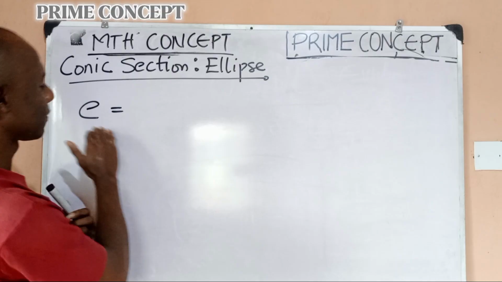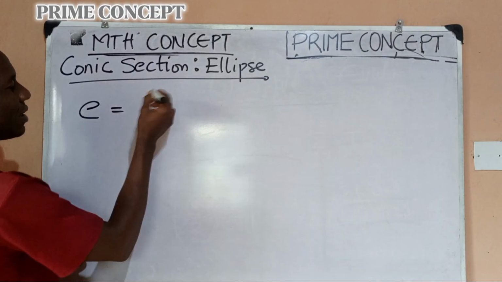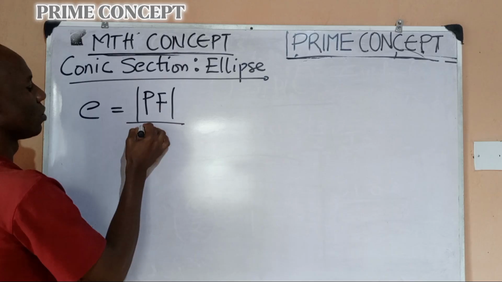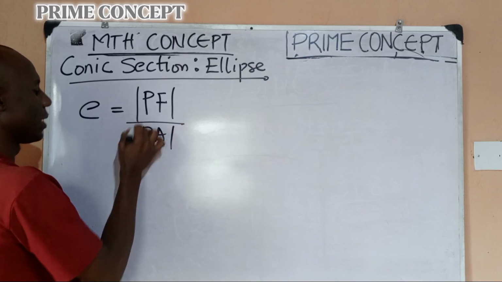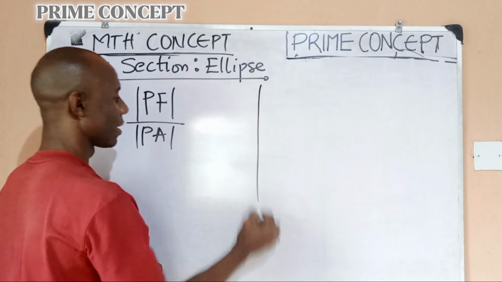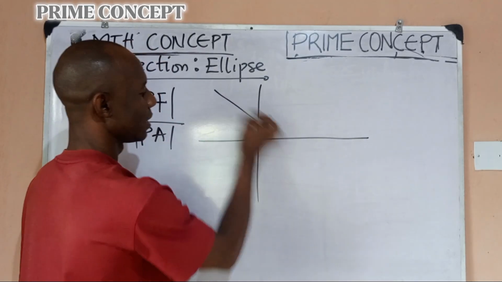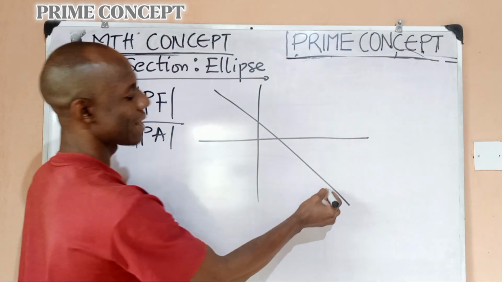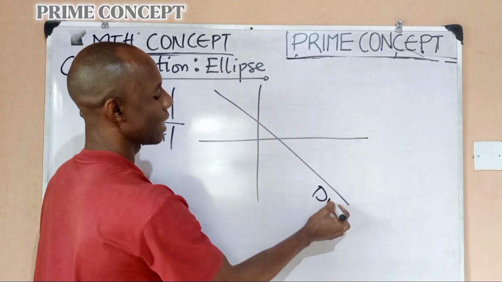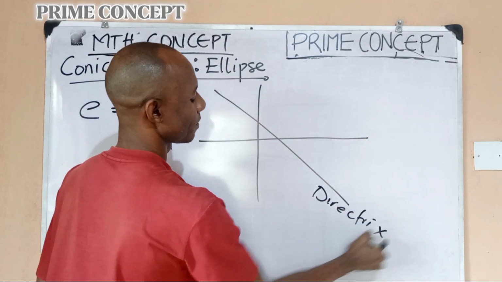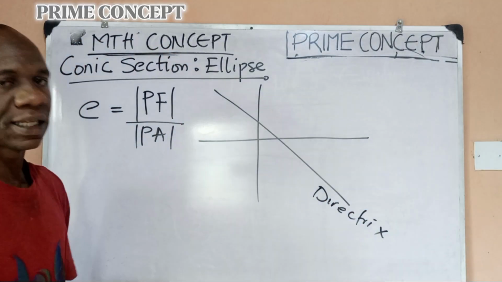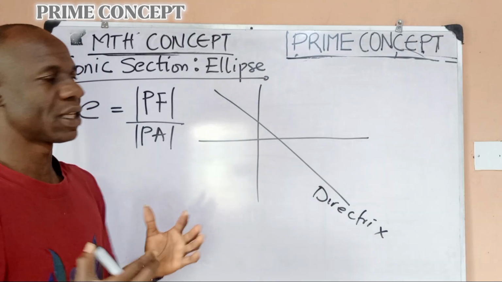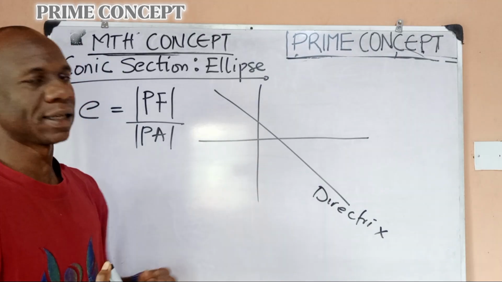So it means that eccentricity is the ratio of PF to PA. That's to say, if I have a diagram like this, and then this is a line from a conic, this line is known as the directrix. That's what this line is. We defined that in our previous video. We gave explanation to different terms that are used. So a directrix is a line, right?